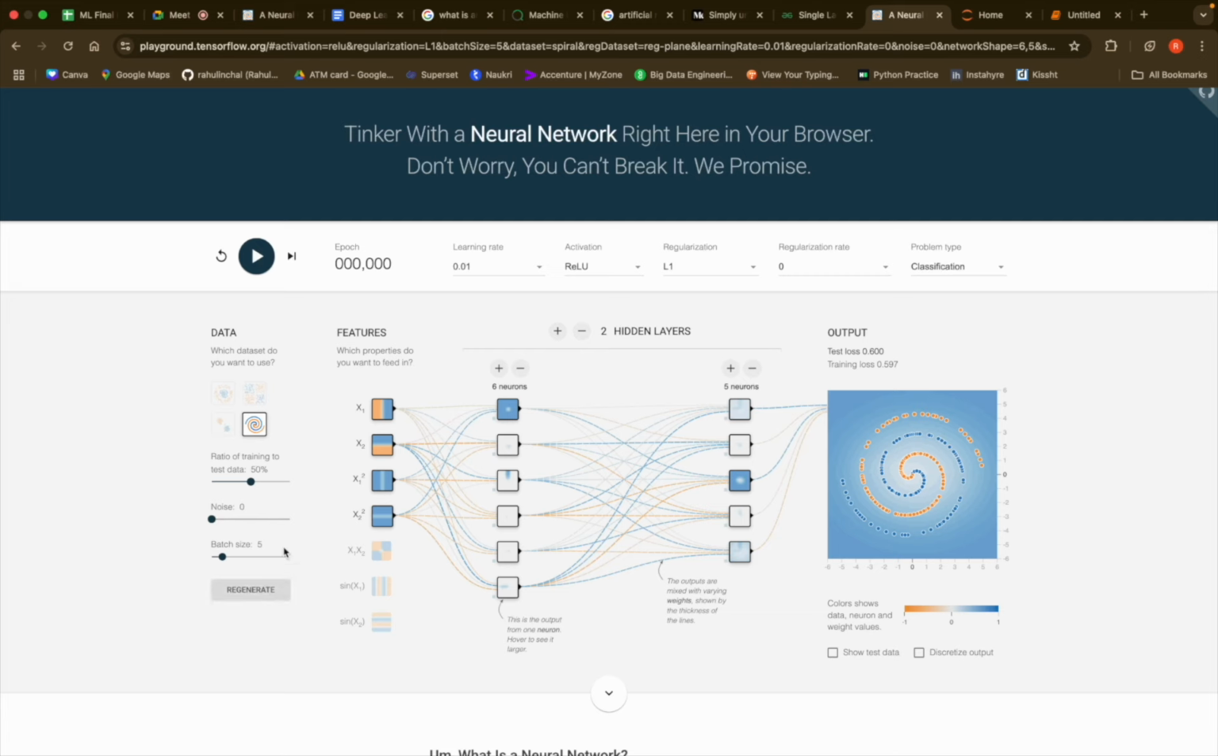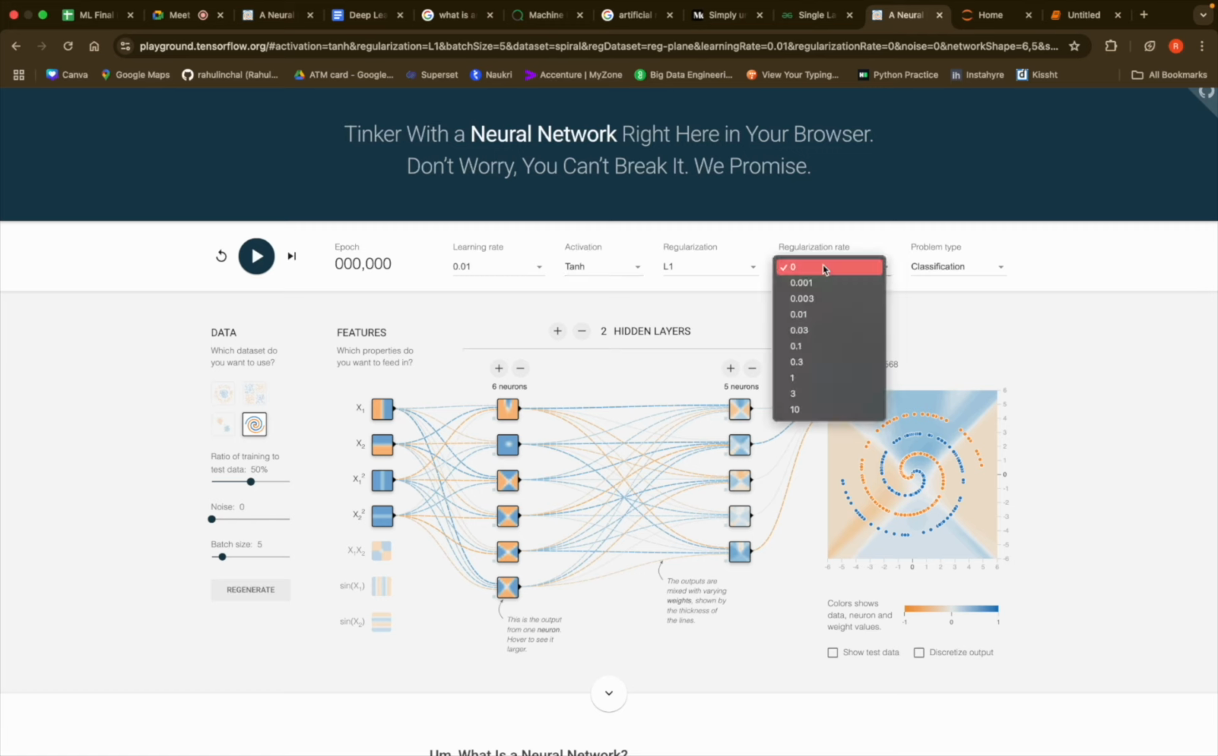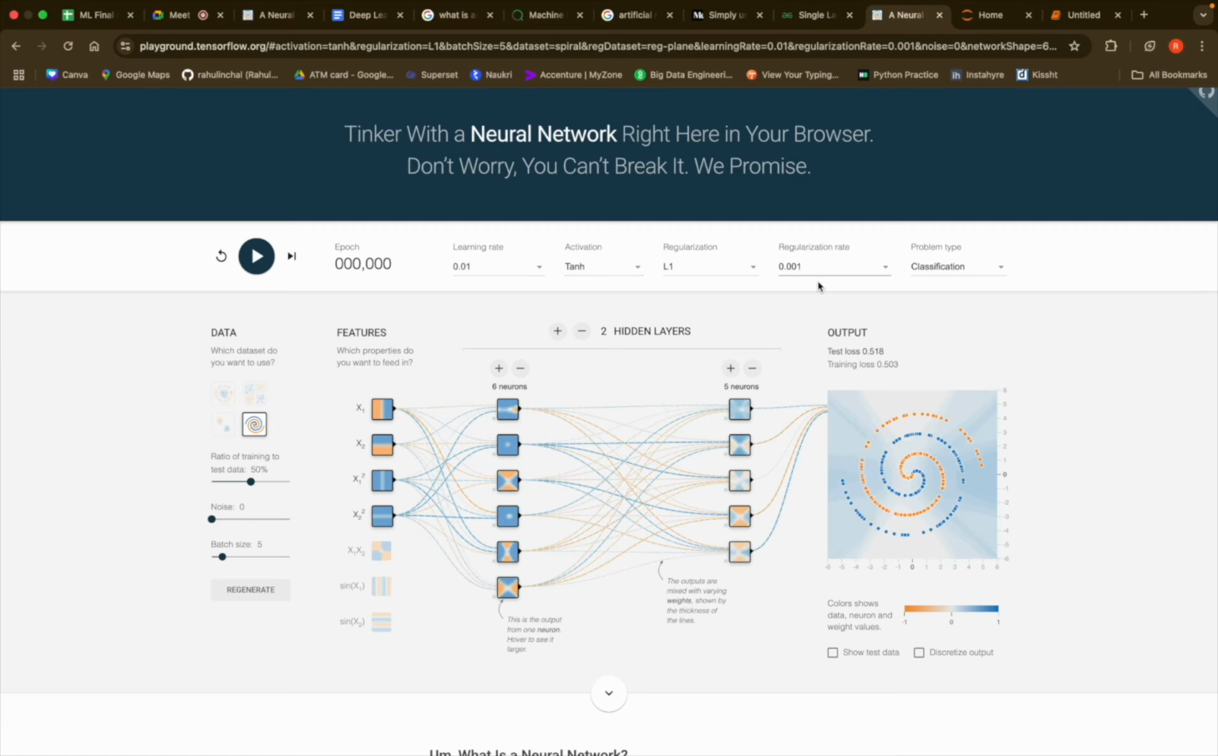So this I have kept. Batch size 5, noise 0, training size I have kept at 50% only, learning rate 0.1. Let us go back to tanh, because ReLU takes a lot of time. See, in 800 epochs it learned. That is the problem with ReLU, it takes a lot of time to learn. I would want to keep it L1. Tanh activation, regularization let it be L1. Regularization rate, let us now keep it as 0.001. Okay, let me keep it 6 and 4. I think it should run well now. Let us see.